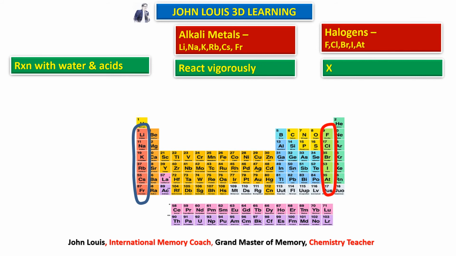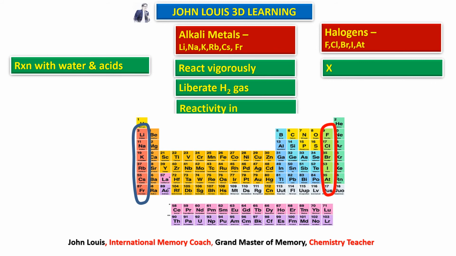And when alkali metals react with water and acids, what is the gas liberated? Hydrogen gas will be liberated. Since halogens do not react, there is no change. And the reactivity increases as we go down. In the alkali metals, the reactivity with water goes on increasing as we go down the group.